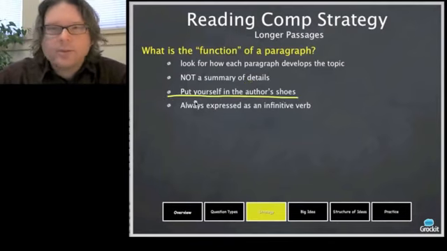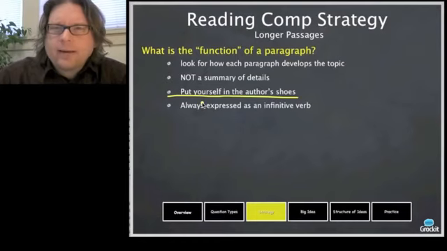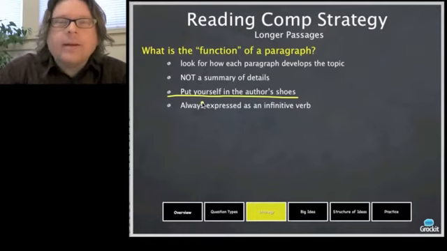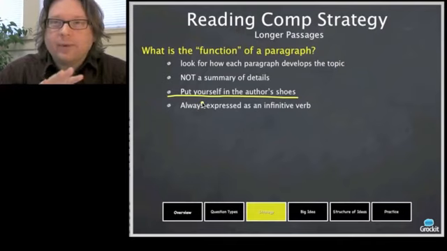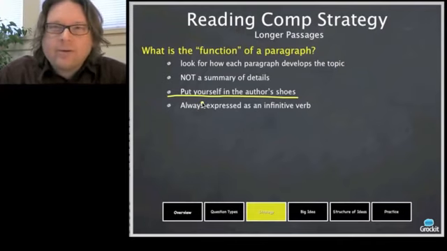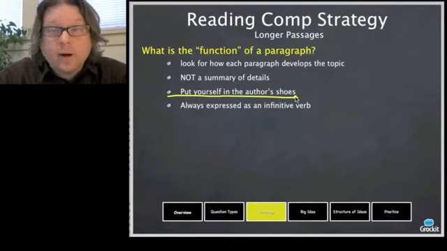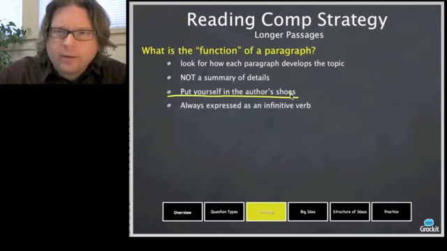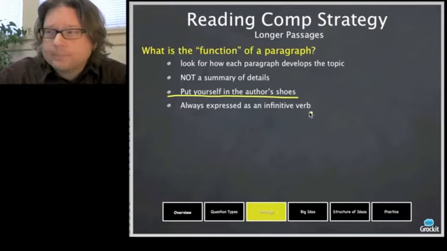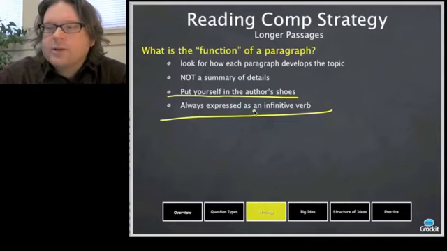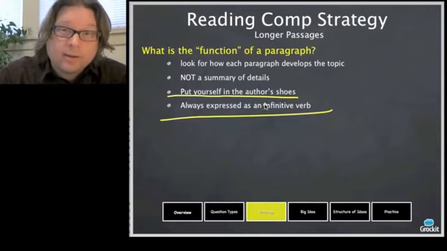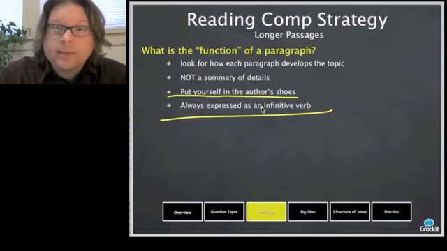Put yourself in the author's shoes. If you can take a part of your brain and put yourself at a kind of meta reader level: if I were the author, I would be using this part to talk about my opponent's point of view before I knock it over. Understanding what the author might be trying to do, even if you aren't personally convinced. You don't have to agree with the author to be able to put yourself in the author's shoes. And a function would be expressed as an infinitive. Answer choices are often expressed as infinitives, so in your own notes, it's helpful to do the same.